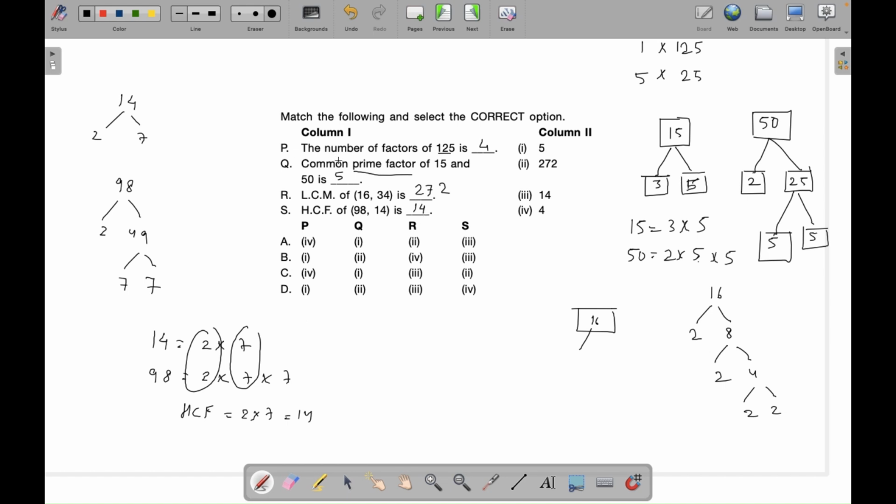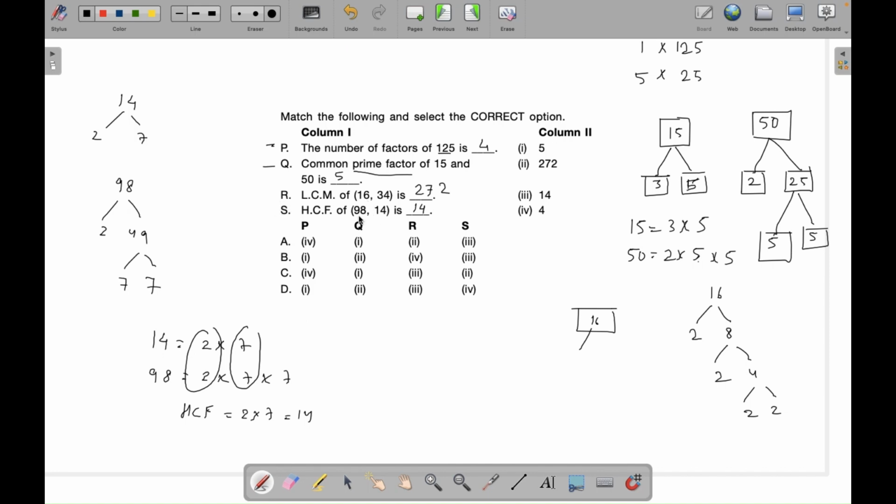Now see, to solve this question, we took some time, right? However, in the exam, we won't be given so much time. So how do we identify the correct option very quickly? This one we can solve quickly. These two will take some time.